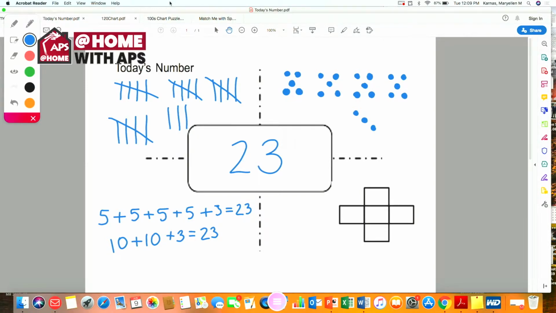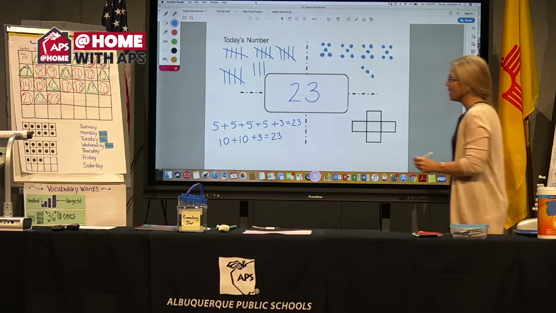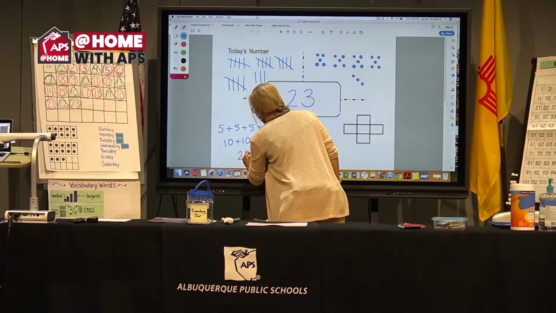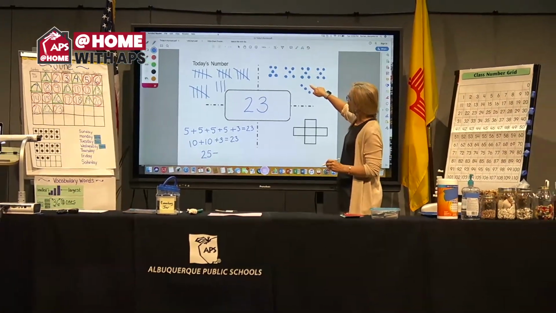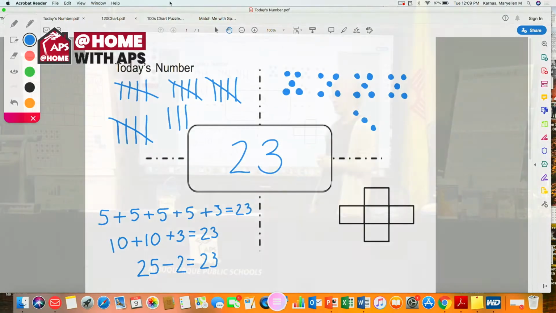A nice, easy number that's a little bigger would be 25. So if I started at 25, how many would I have to take away to get to 23? I'm going to use this to help me think about that. So this was 23. If I put one more dot there, I'd have 24. And if I put one more there, I'd have 25. So that means I have to take away 2 to equal 23. So now we've got an extra number sentence today.